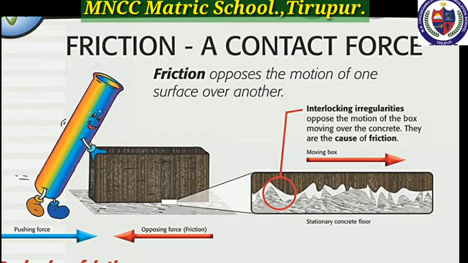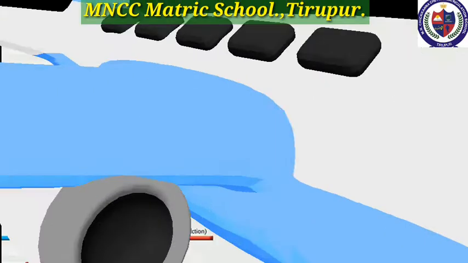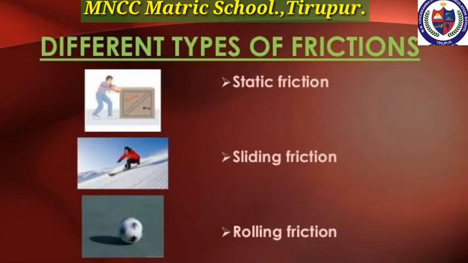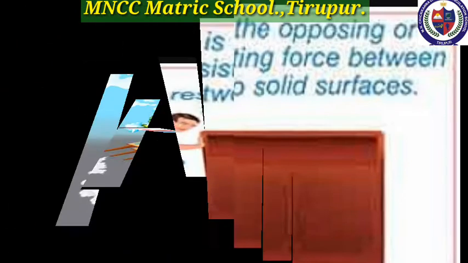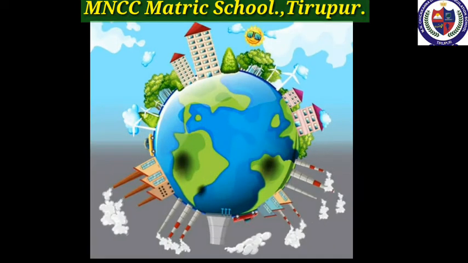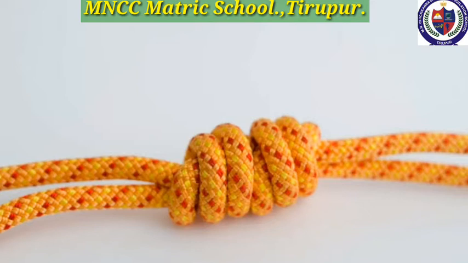Next we move to types of friction. Friction can be classified into two basic types. Number 1 is static friction. The second one is kinetic friction. Number 1 is static friction. Static friction is the opposing or resisting force between two solid surfaces. For example, any object rigidly placed at rest on the earth, a knot in a thread.